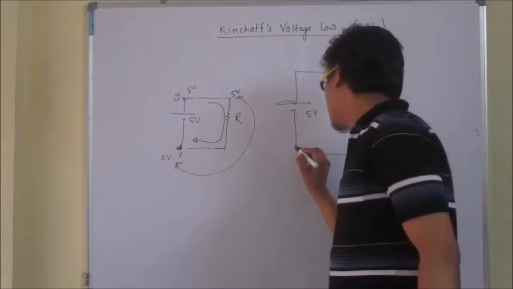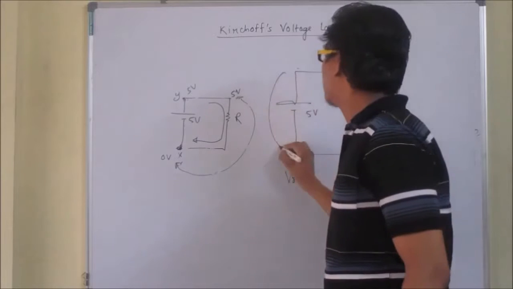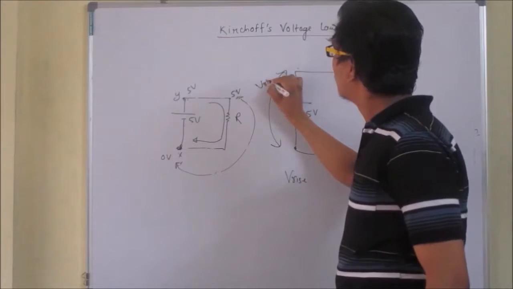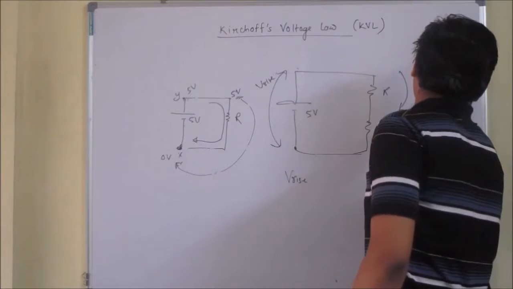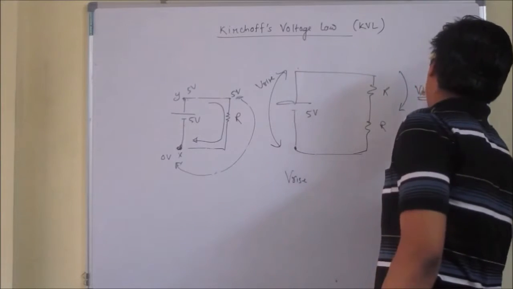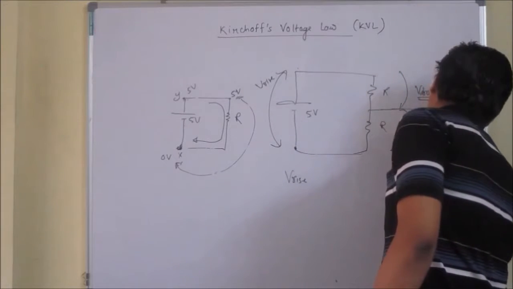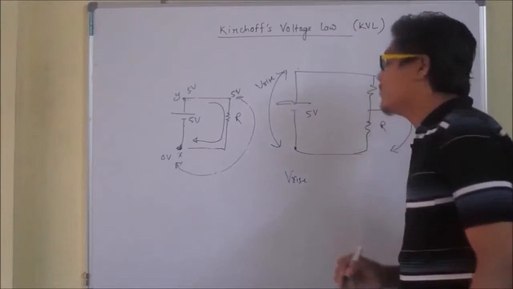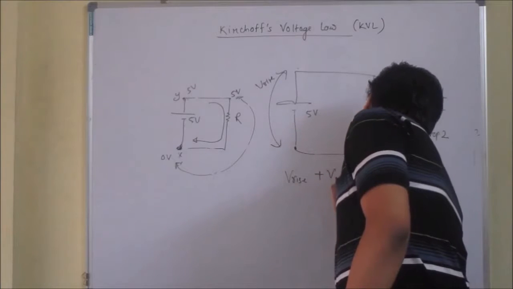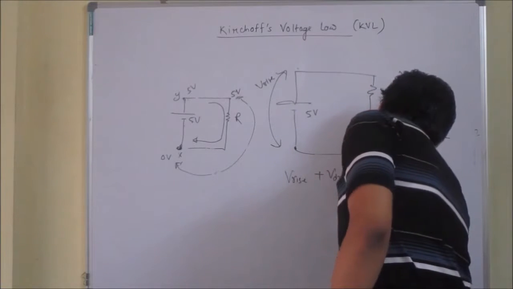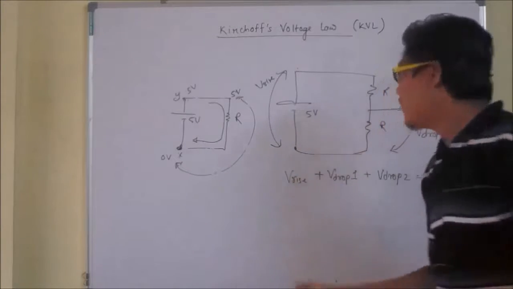Now again I will start from here. From here to here there is V rise. This is my V rise. From here to here there is V drop. As resistances consume energy, V drop 1. From here to here again there is drop of energy, V drop 2. As per the law of conservation of energy, I will write V drop 1 plus V drop 2 is equal to 0. What is this V rise?